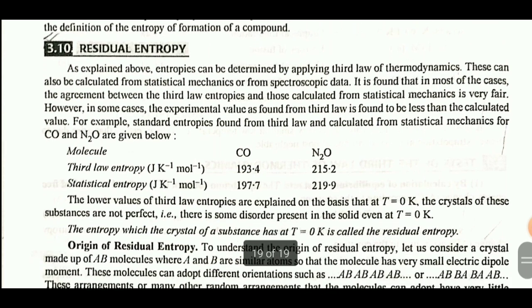Residual entropy. As explained above, entropies can be determined by applying the third law of thermodynamics. These can also be calculated from statistical mechanics or from spectroscopy data. It is found that in most of the cases, the agreement between the third law entropies and those calculated from statistical mechanics is very fair. However, in some cases, the experimental value as found from the third law is found to be less than the calculated value. For example, standard entropies found from the third law and calculated from statistical mechanics for CO and N2O are given below.